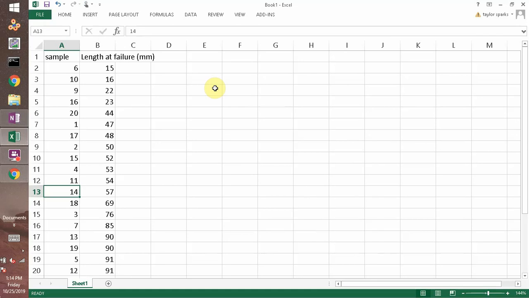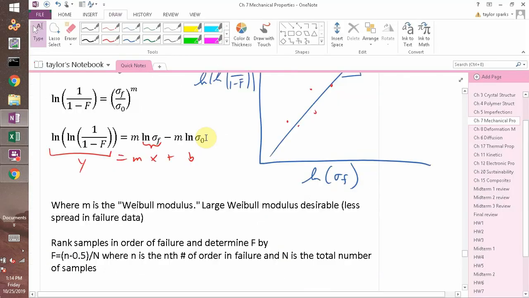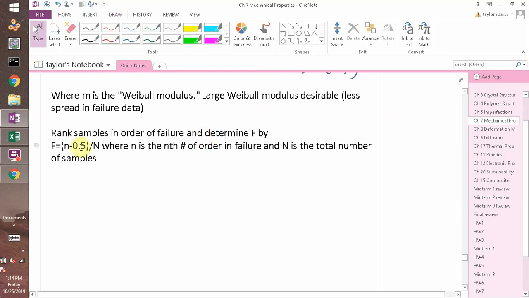I mean, down here, these things were the last ones to fail, so should they have a high or a low failure rate? It should be a high failure rate, cumulatively speaking. Most of your samples by that point have failed. Whereas at the top, very few of your samples have failed, so it's a low failure rate. The way that we quantify this, there's a couple of ways. The most simple way is to do this.